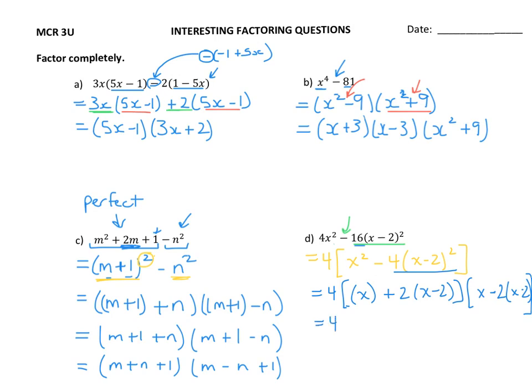Okay, so what I get here then is I'm going to simplify inside the bracket here. I have an x plus 2, which multiplies through that little bracket. So that's going to give me a plus 2x and a minus 4. And my other one is going to be x take away 2x plus 4.